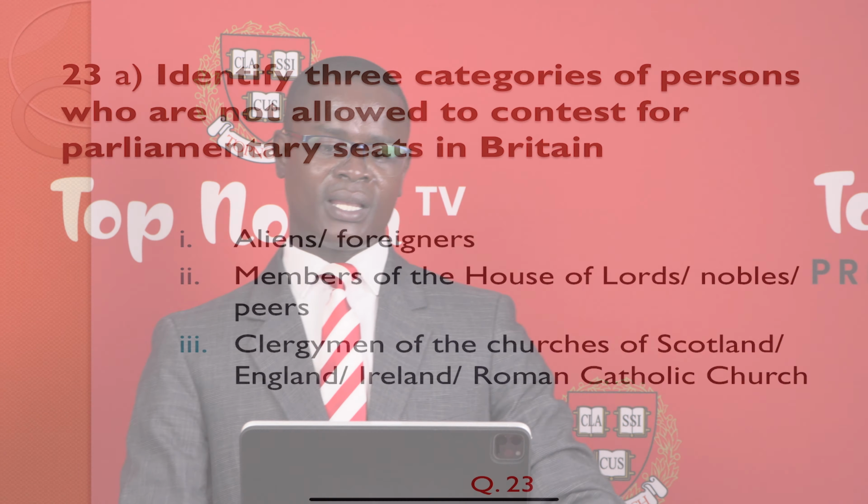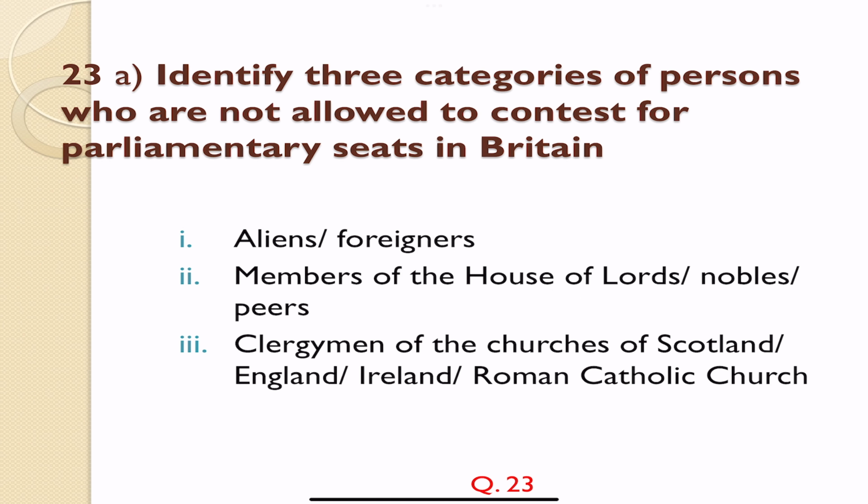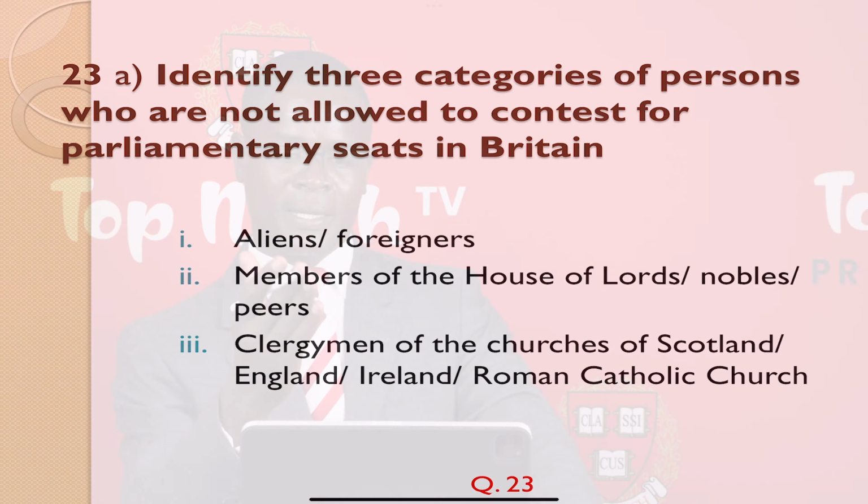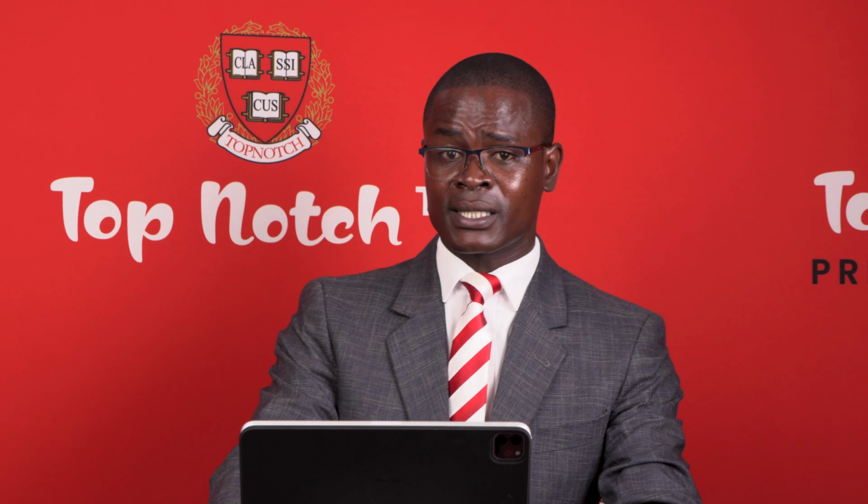Very, very clear. Question number 23. Identify three categories of persons who are not allowed to contest for parliamentary seats in Britain. This, again, is drawn from the same topic of electoral process and functions of governments in other parts of the world. These were the answers provided.